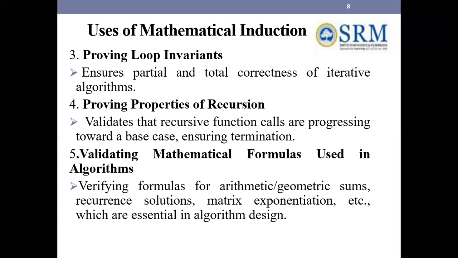And the third one is proving loop invariance. When we write a for loop or while loop, there is a looping variable. For example, for i equal to 1, i less than n. So i is a looping variable. We have to specify i less than n, the condition where the loop will be terminated. If the condition is reached, the algorithm will be terminated. So to check the correctness of these types of algorithms, we can use the mathematical induction method.